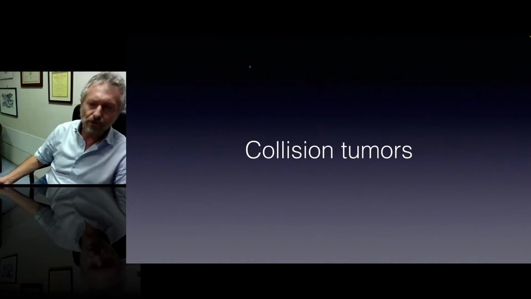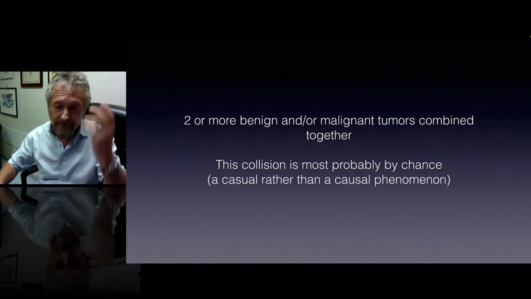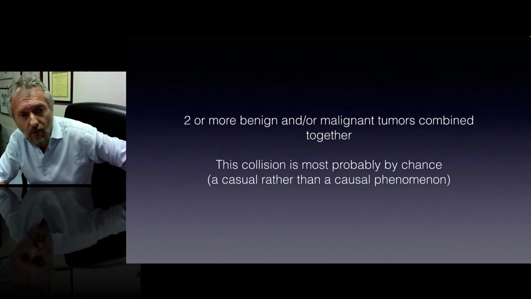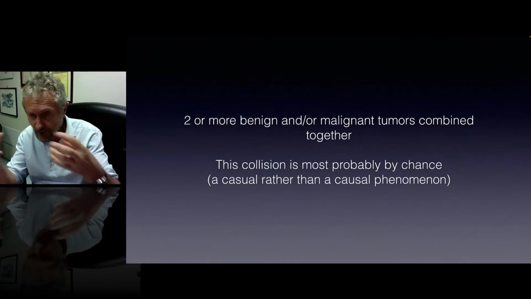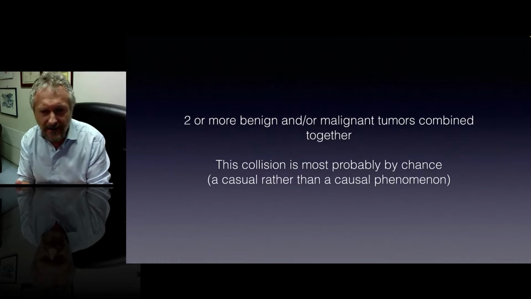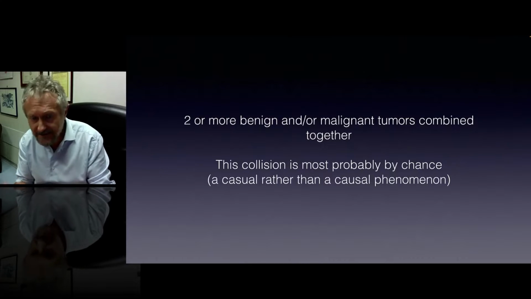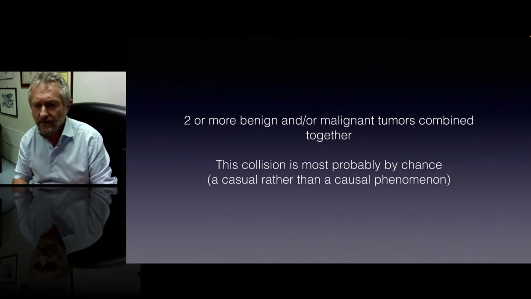Hello, collision tumors. What is a collision tumor? Well, the best definition could be two or more benign and/or malignant tumors combined together. So two different lesions that are belonging together. And this kind of collision is most probably by chance. So a casual rather than a causal phenomenon.